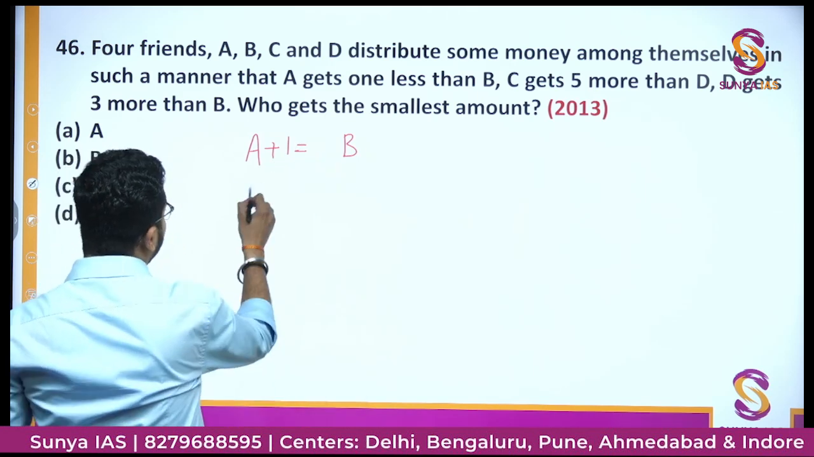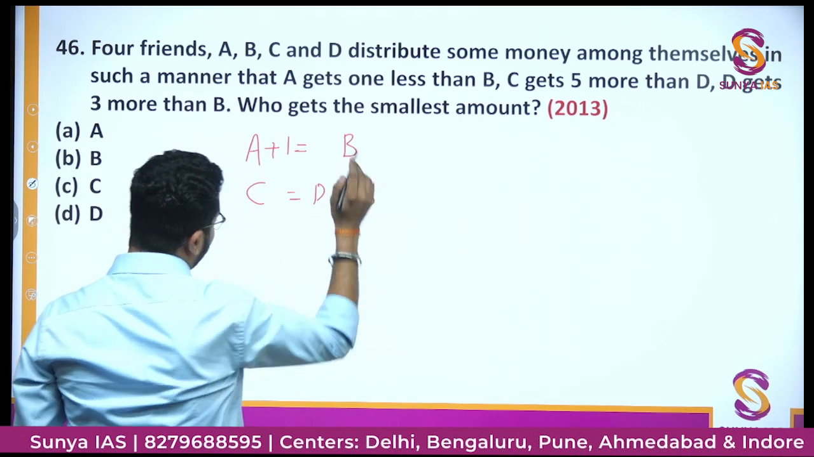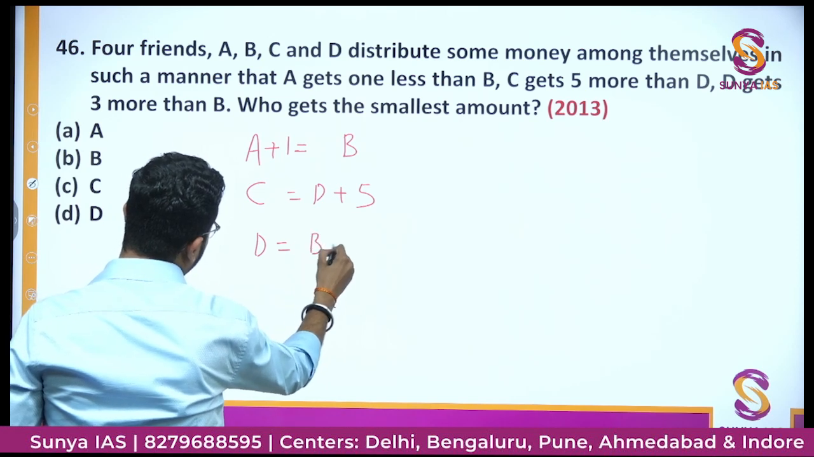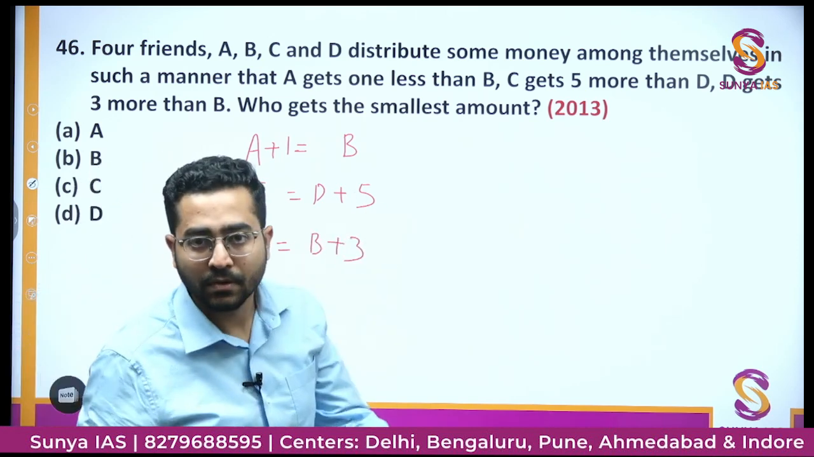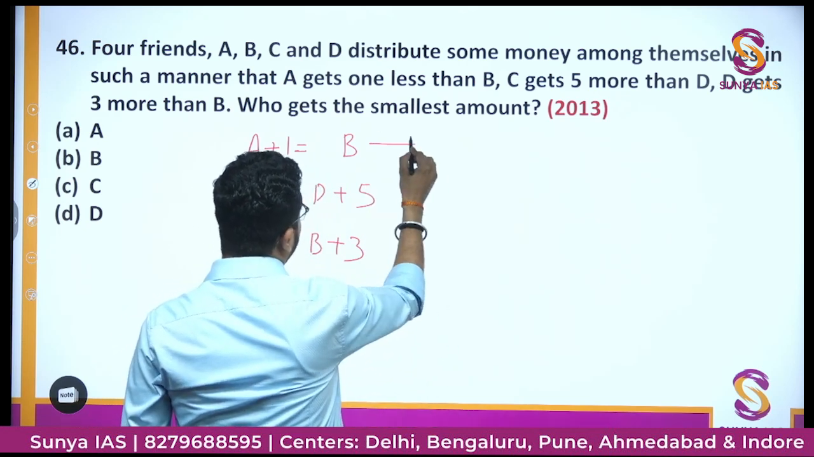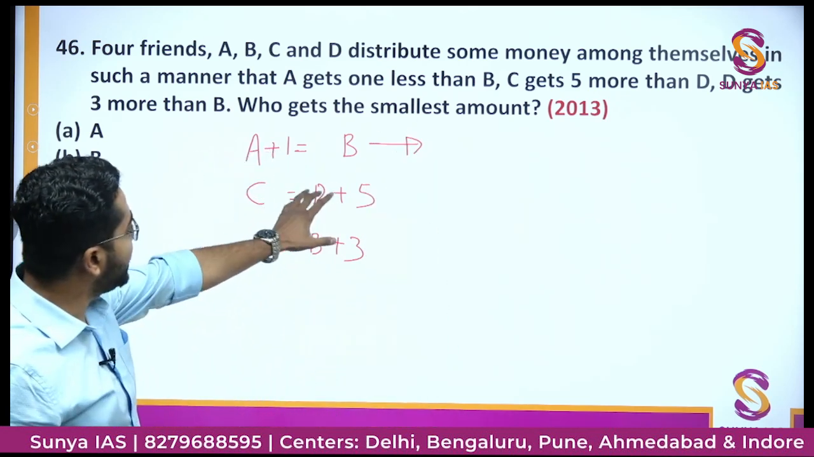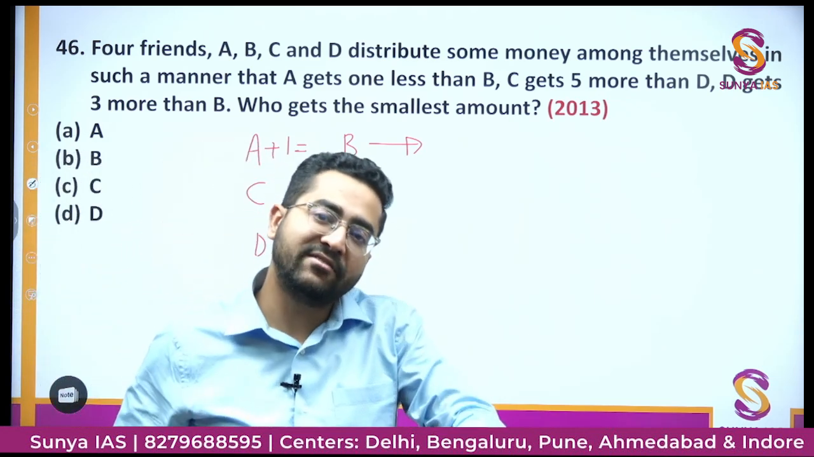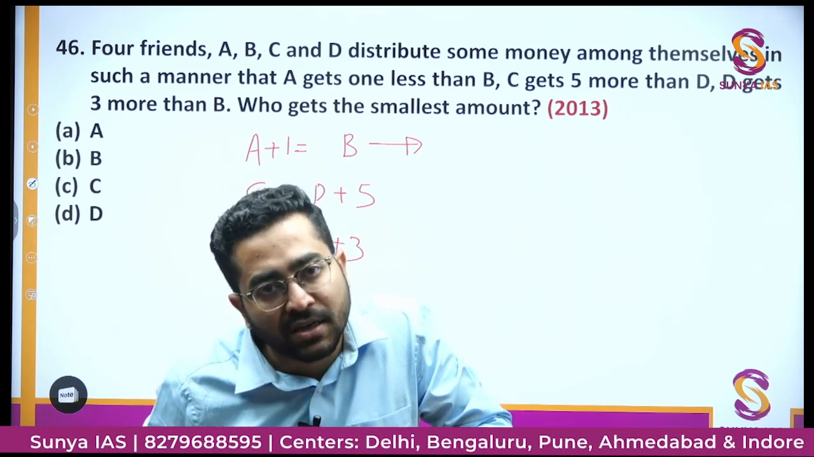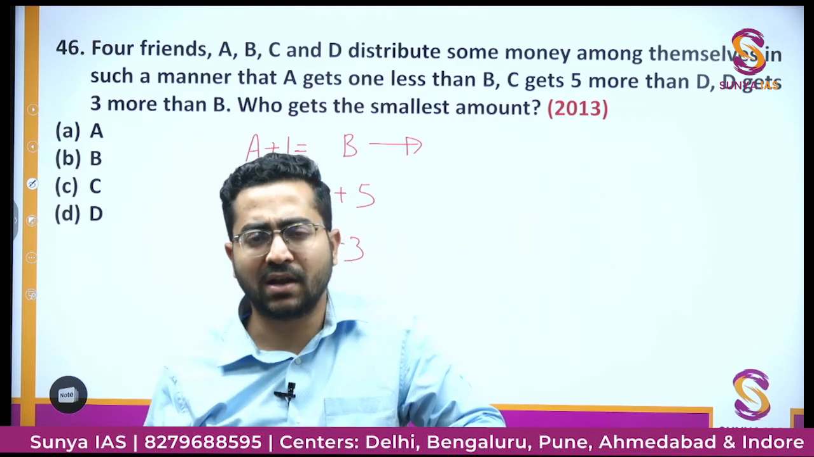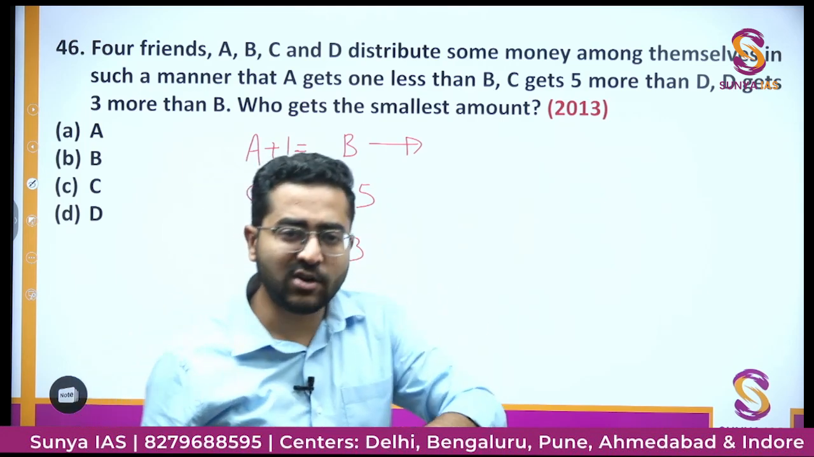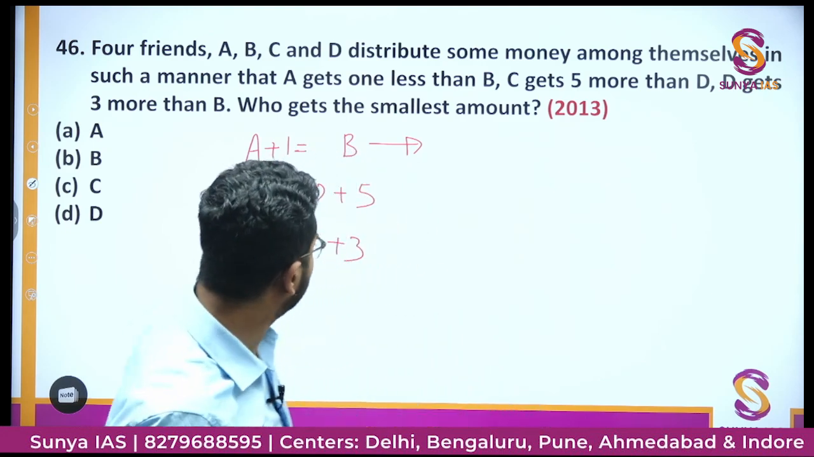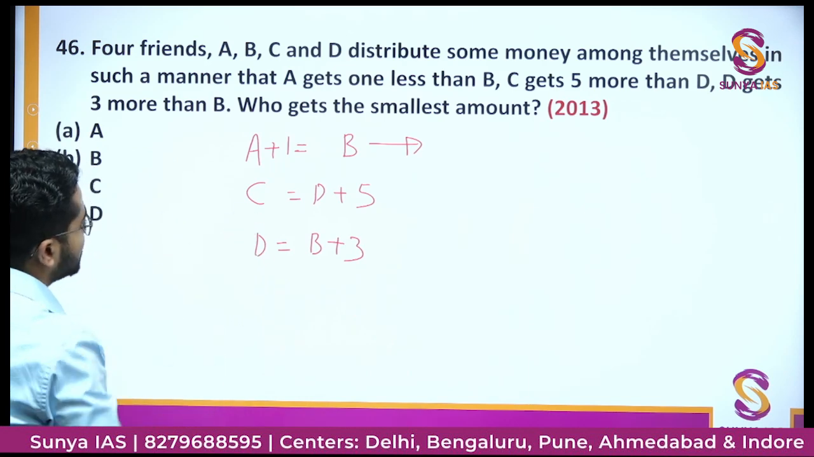C gets 5 more than D. That is, if we add 5 in D, then it would be equal to C. And D gets 3 more than B. That is, if we add 3 in B, then it would be equal, right? So क्योंकि we need to find who gets the smallest amount, तो अब मुझे कैलकुलेट करने की जरूरत नहीं है कि how much everybody is getting. We just need to find the relation कि A, B, C, D में सबसे ज्यादा और सबसे कम किसको मिल रहा है. तो हम इसमें greater than और smaller than का साइन बस यूज कर लेते हैं. That would suffice for the solution of the question.